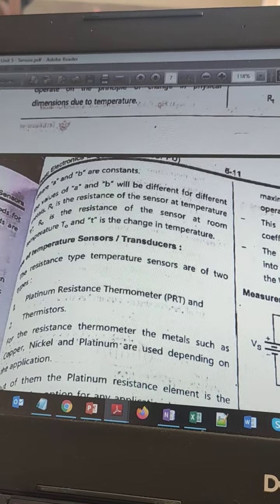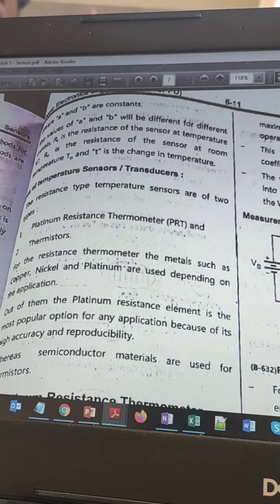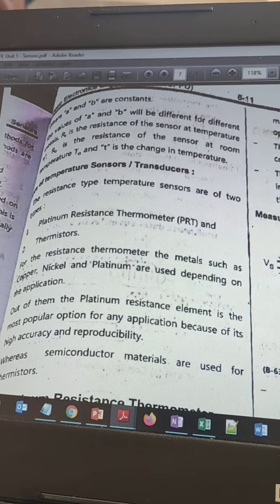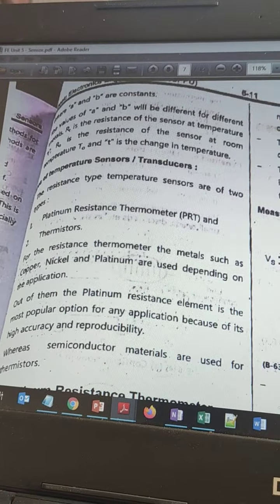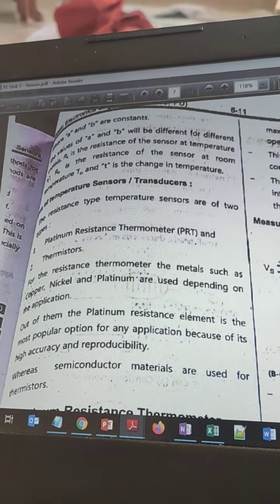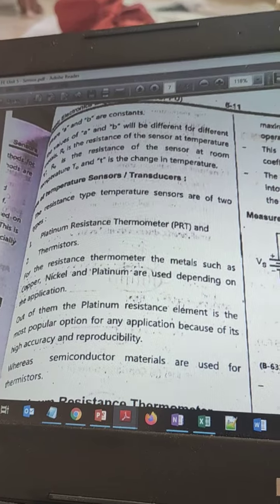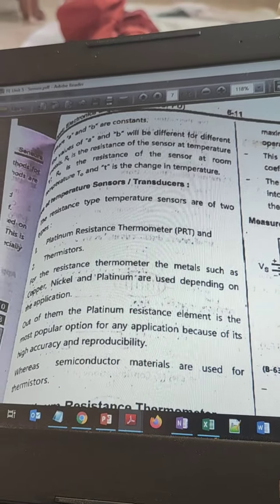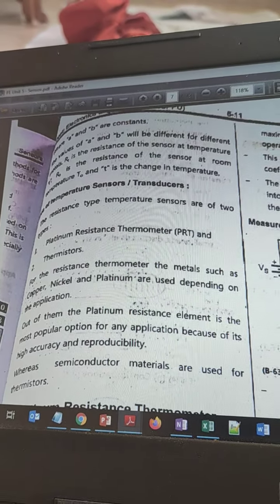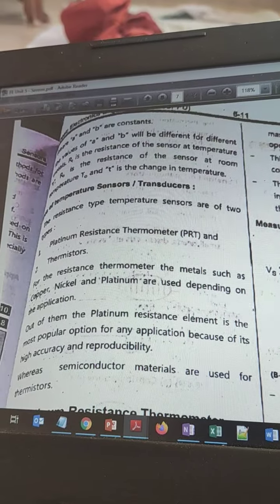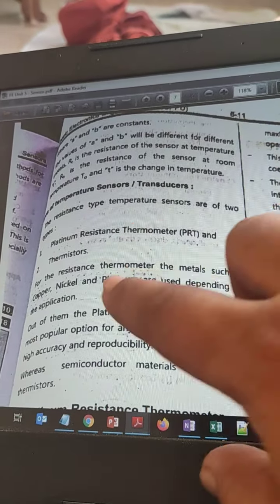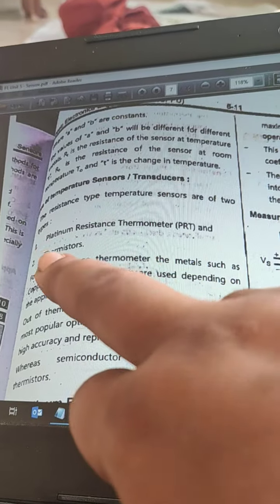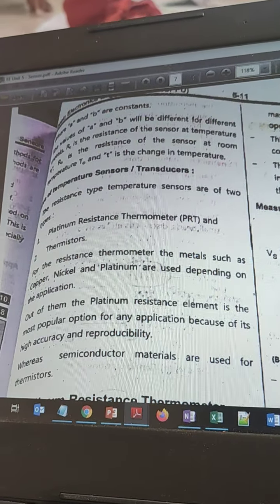This resistance type temperature sensor is again classified into two types. The first is the platinum resistance thermometer, called PRT, and the second is the thermistor. Both have a positive temperature coefficient, that is, the resistance of a metal increases with increase in temperature. These two topics, PRT and thermistor, we will see in the next lecture.